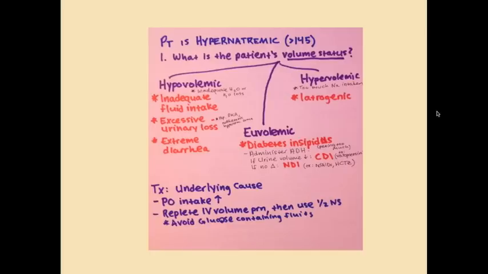Euvolemic hypernatremia, the big one to think about is diabetes insipidus. So what is diabetes insipidus? It is the exact opposite of SIADH. So diabetes insipidus is diabetes because diabetes just means too much urine. You're urinating a ton. And it's diabetes insipidus because it is not due to sugar. So diabetes insipidus is due to either not having enough ADH, or the ADH that you do have isn't working. And you want to figure out what it is because that's going to affect our treatment.